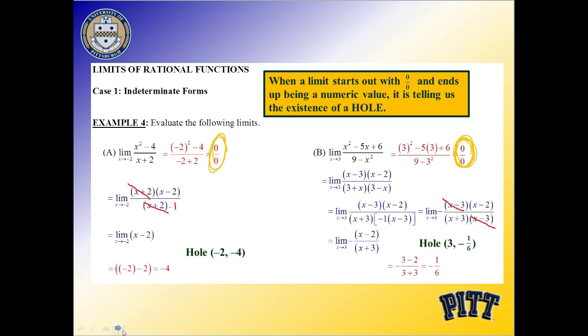Getting a 0 over 0 indeterminate form that eventually becomes a numeric value tells me that I have a hole, and I can figure out the coordinates, because the x-coordinate of the hole is what x is approaching, and what I end up with as an answer is going to be the y-coordinate of the hole. So we were kind of doing that concept of a limit even back when we were talking about holes and things like that.